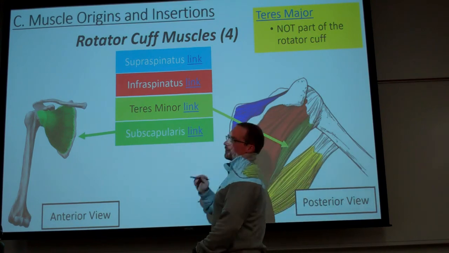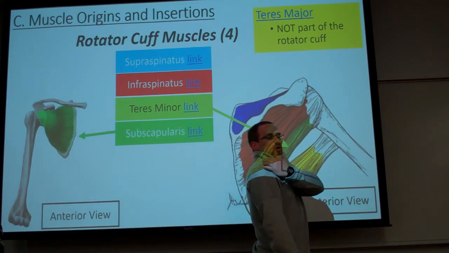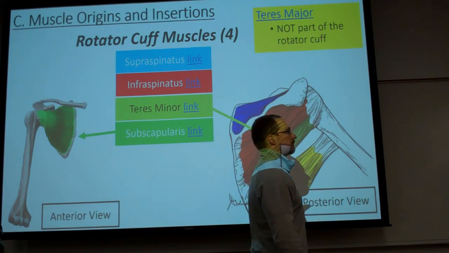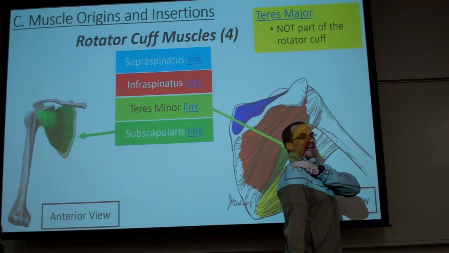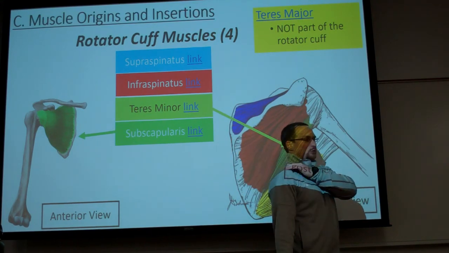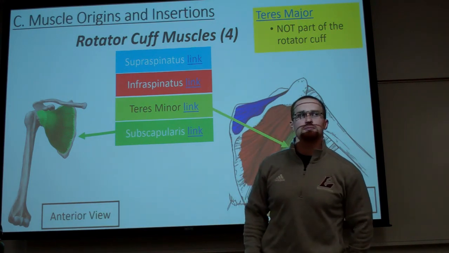Let's move on to blue here, the supraspinatus. This is kind of like the middle deltoid coming across the top. So the only action that occurs here is going to be abduction. Supraspinatus, abduction.